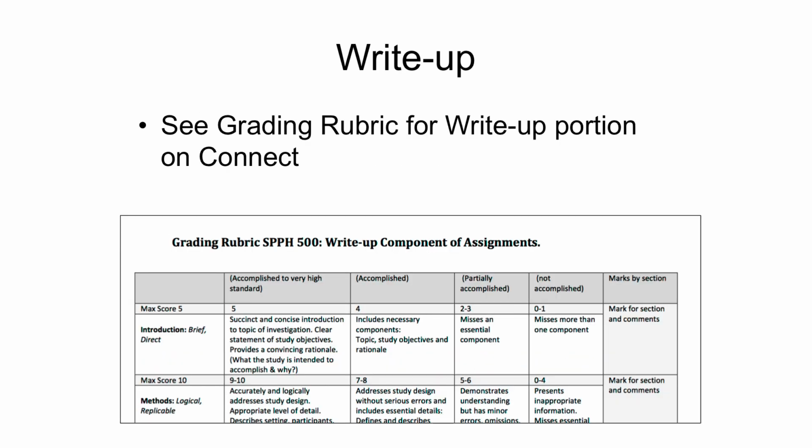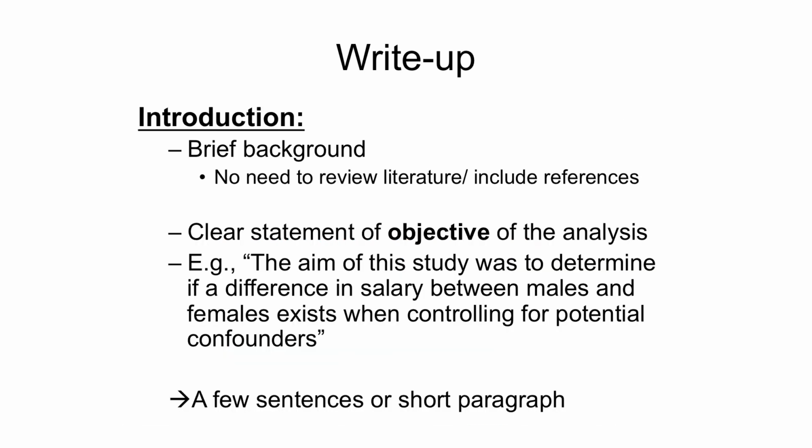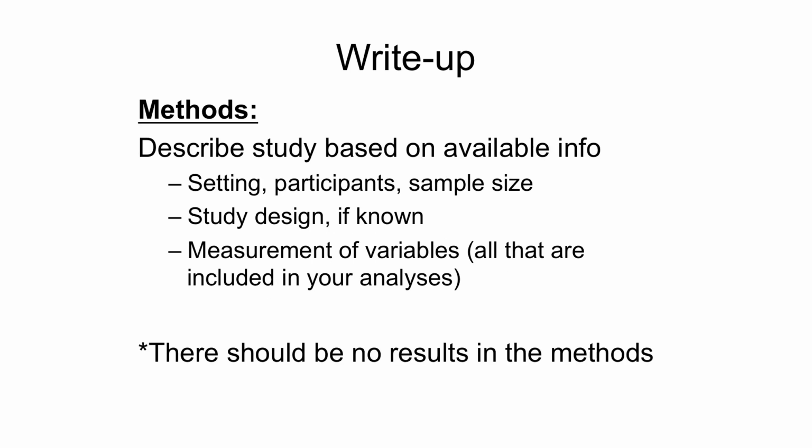So now let's turn to the write-up portion. As you'll know, there's a grading rubric for this on Connect that provides information about what we're looking for when we mark these. For the introduction, there's no need to conduct a literature review. You want a few sentences to provide a rationale and a clear statement of the objective of the analysis. An example objective for assignment 1 could be: the aim of this study was to determine if a difference in salary between males and females exists when controlling for potential confounders.